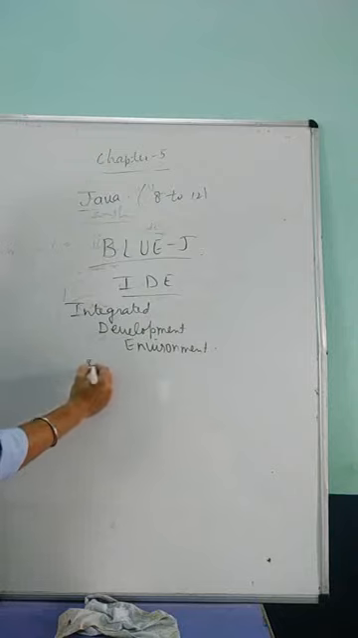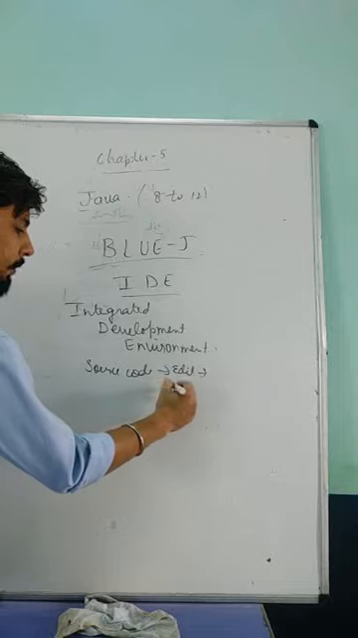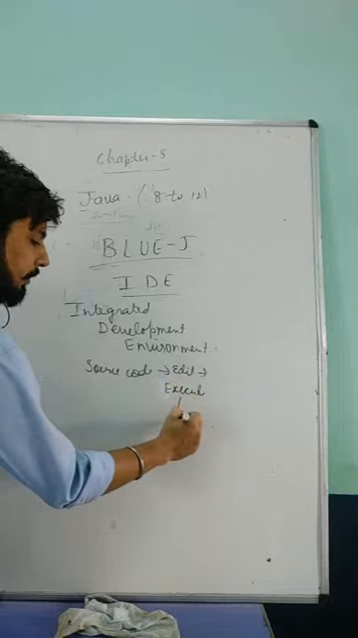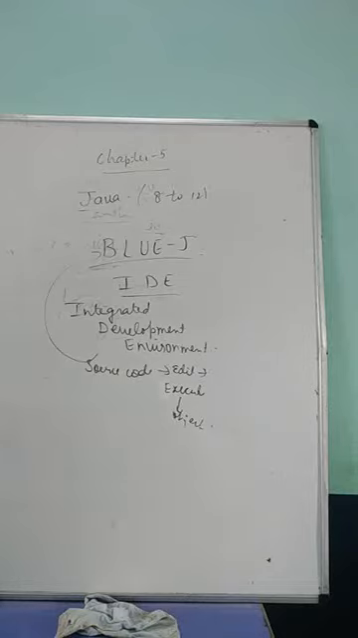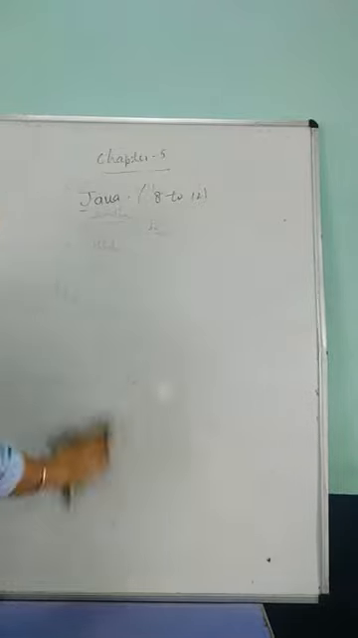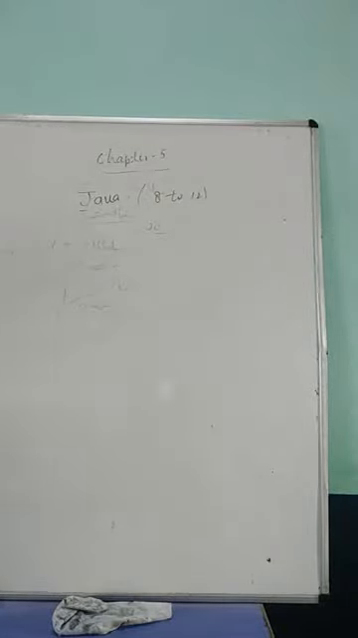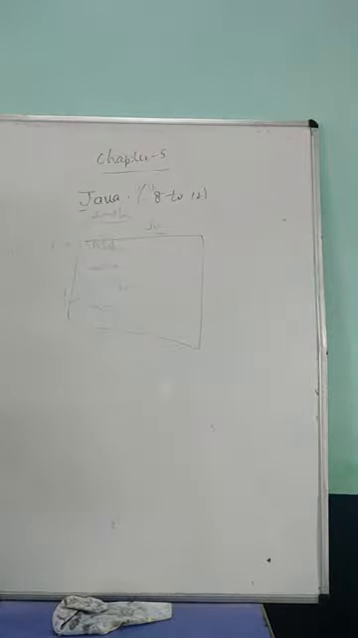BlueJ has all the features to write the source code, to edit, to execute, and to generate the object code. All is done by the same tool, BlueJ. So we will study with the help of this. A BlueJ has the following elements: the viewer, who sees the program. The second is the editor, the part where we write the program. Next is the debugger.